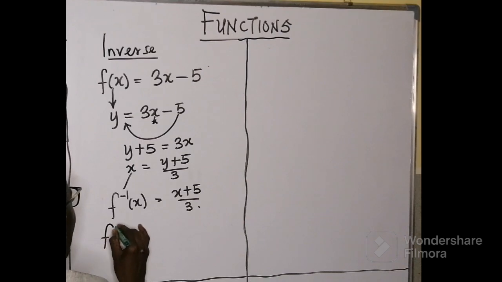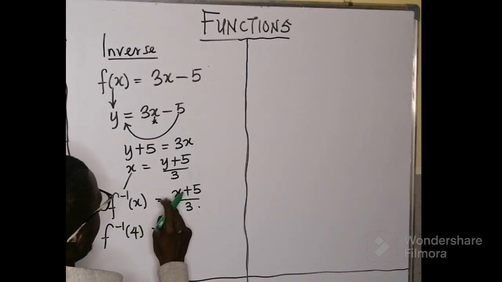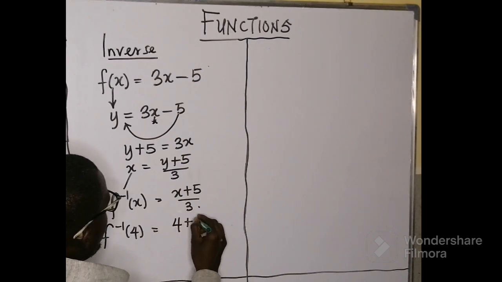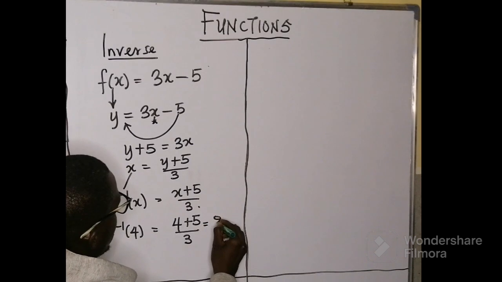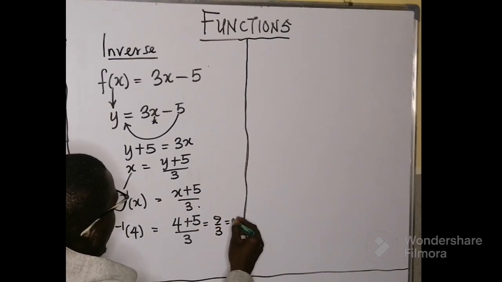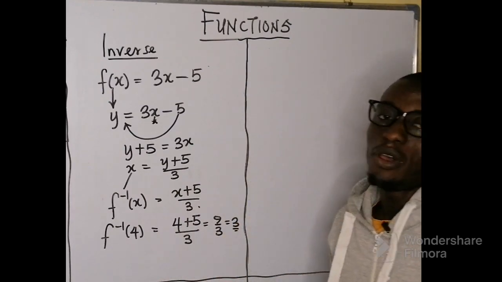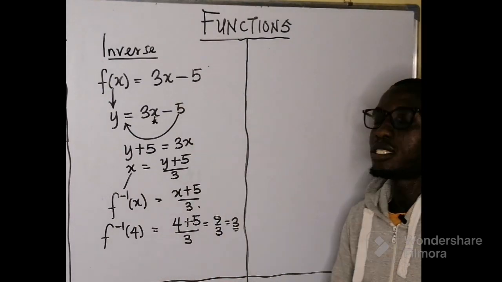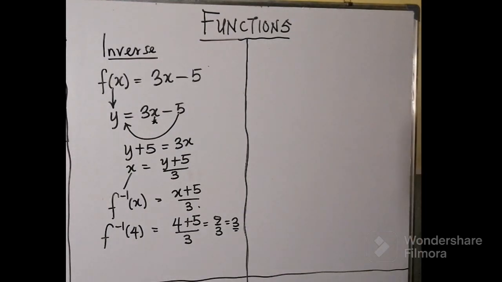If you are looking for f inverse of 4, whenever you see x here, you introduce 4, that is 4 plus 5 over 3, and 4 plus 5 is 9 over 3, so 9 over 3 gives you 3. So this is what you do under this aspect of function called inverse. You make x the subject of the formula, and after making x the subject of the formula, x is now the f inverse of x, while y is converted to x.